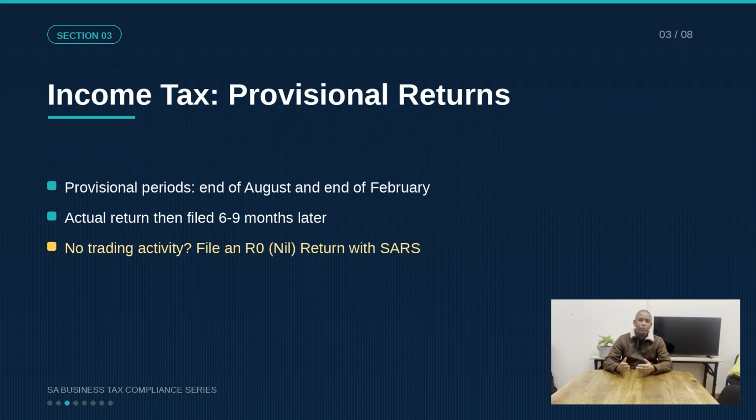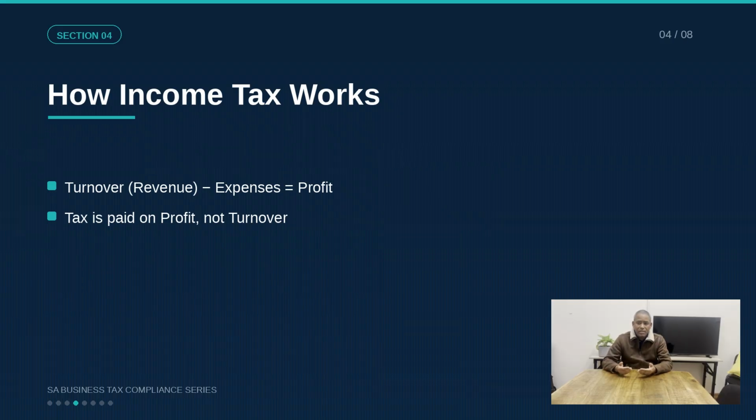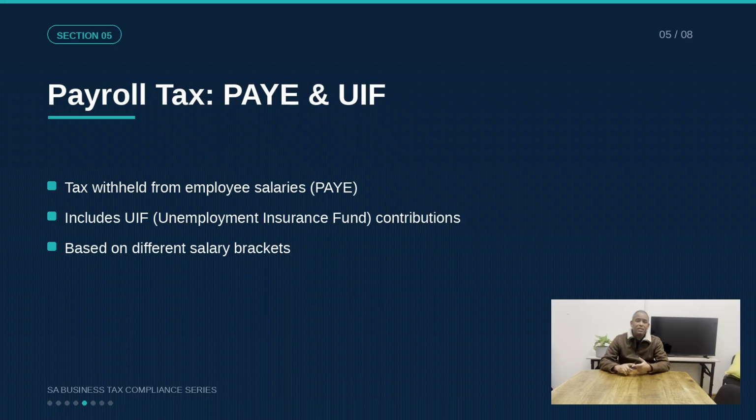And so how that works is every business has turnover, that's income, the revenue. Then it also has expenses in that business, direct expenses, indirect expenses. And then what is left after the expenses, that is the profit, and that is what the business pays tax on, the profit, not on the turnover. It's after the expenses.